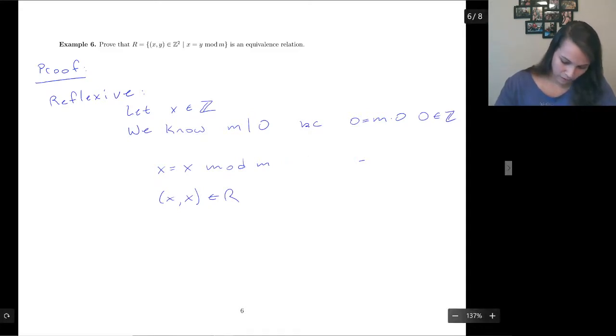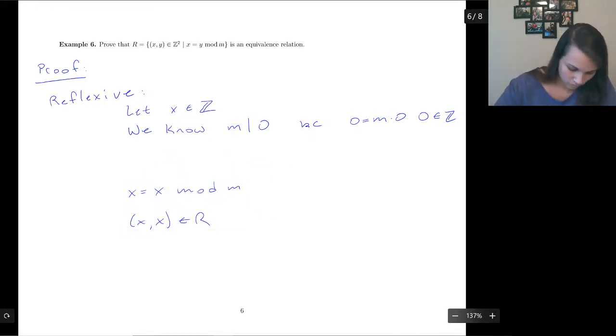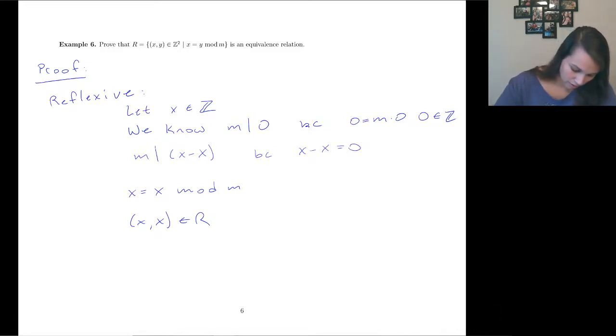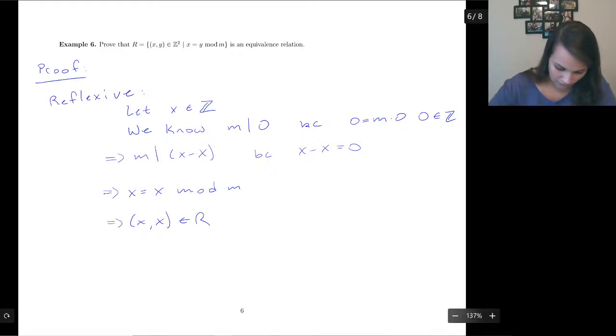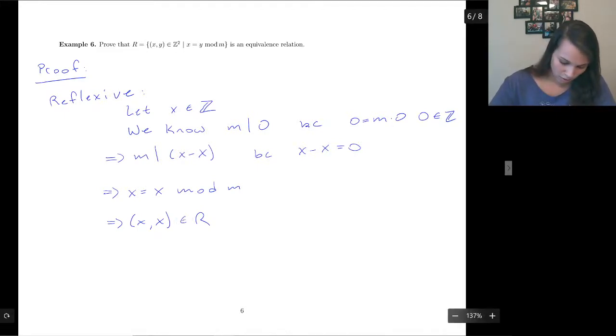So that means we're going to use that thing that I just erased, where x minus x is 0. So then m divides x minus x, because x minus x is equal to 0. And then by definition of mod, we have x equals x mod m. Therefore, (x, x) is indeed in R. So that's reflexive.